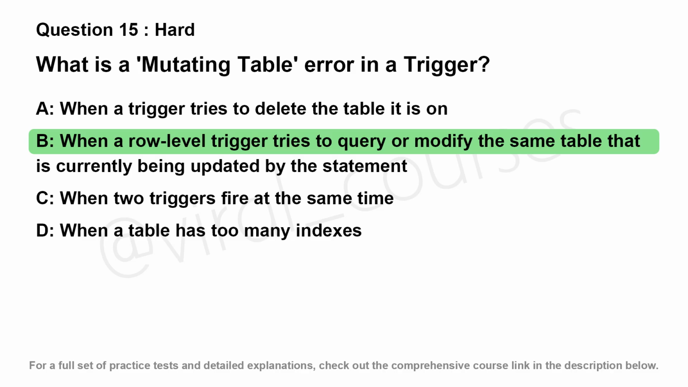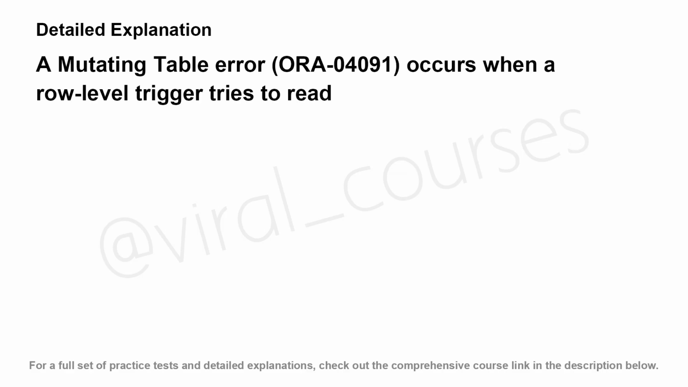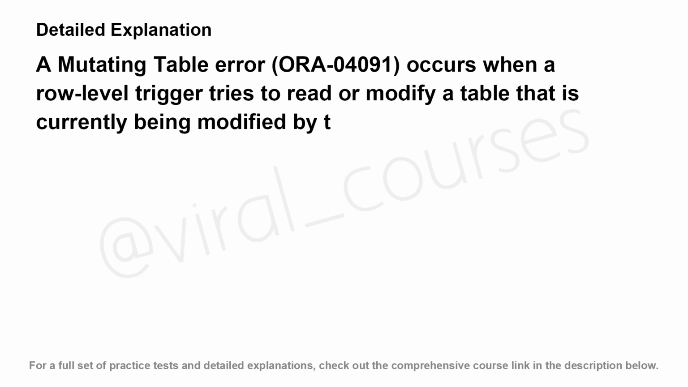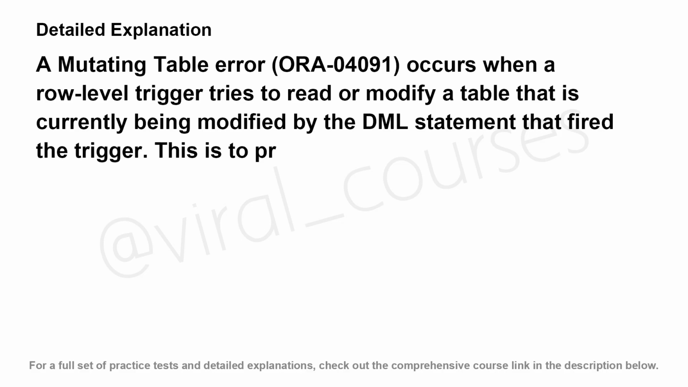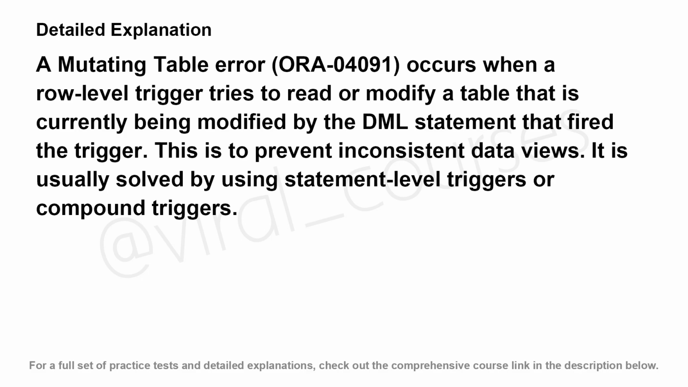The correct answer is B. A mutating table error, ORA-04091, occurs when a row-level trigger tries to read or modify a table that is currently being modified by the DML statement that fired the trigger. This is to prevent inconsistent data views. It is usually solved by using statement-level triggers or compound triggers.